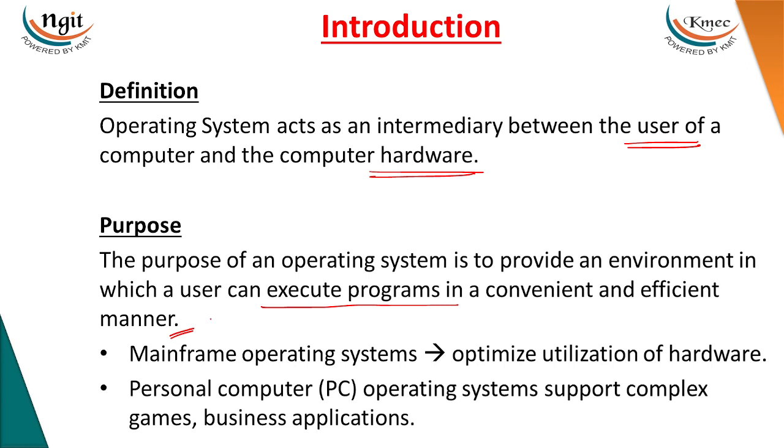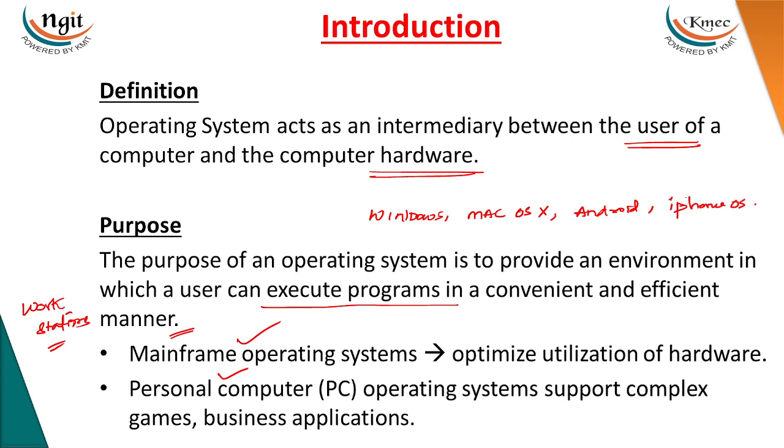So the different types of operating systems are: one, mainframe operating system; two, personal computers; and there are also workstations and mobile operating systems. Depending upon the device, we'll use the operating system. Examples of operating systems that are now used are Windows, then Mac OS, then Android. For iPhones, there is iPhone OS.